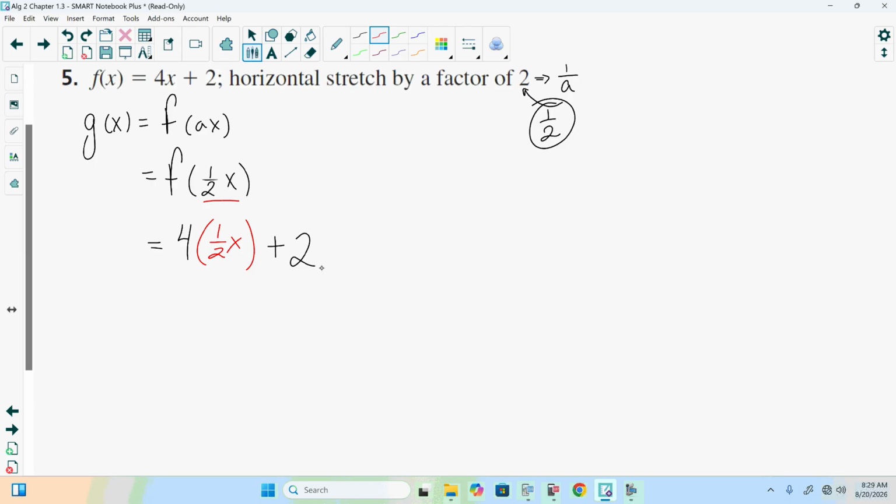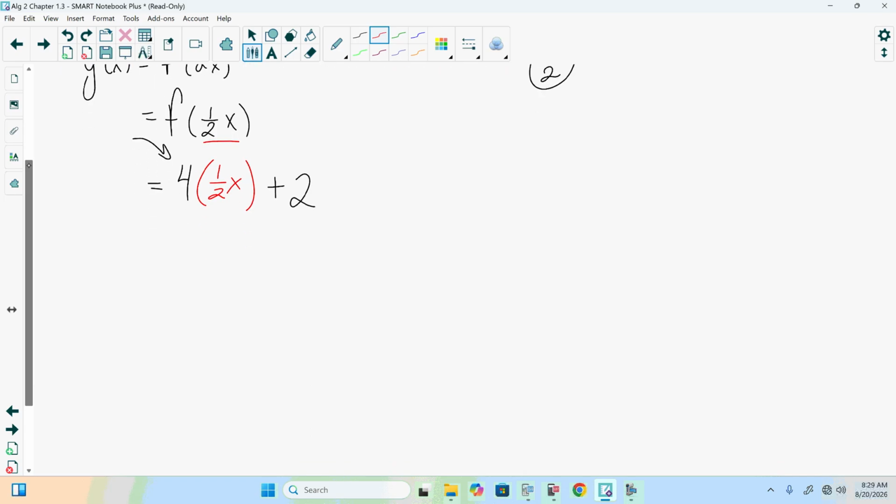And just like with all the ones we've done up to this point, we don't have f of x anymore. We have f of 1/2 x, which means every x in f of x has to be switched to 1/2 x. And as we've been doing, is there a number in front of these parentheses or sign? Yes. So we actually have to multiply these two together. We're going to have to multiply the 4 and 1/2. What is 4 times 1/2? What's half of 4? 2. So 4 times 1/2 x would be 2x plus 2.